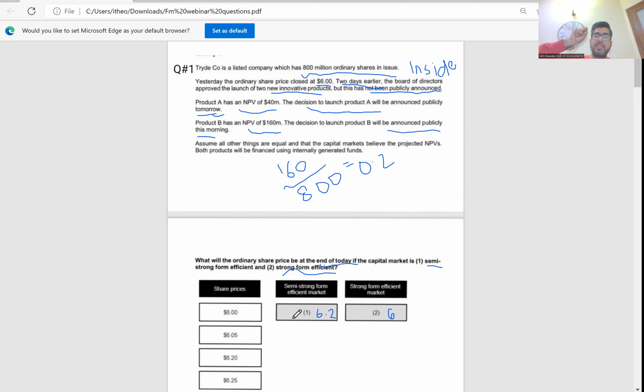In weak form, it's affected by past movement, so it will get affected by public and insider information. And in semi-strong form, it gets affected by past information and publicly available information, so it will get affected by insider information.